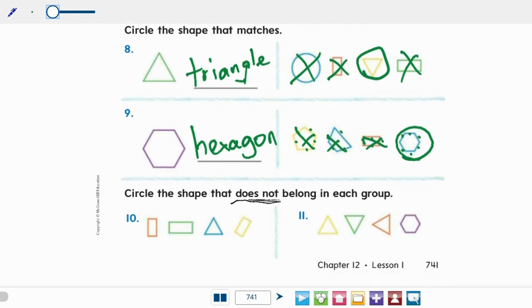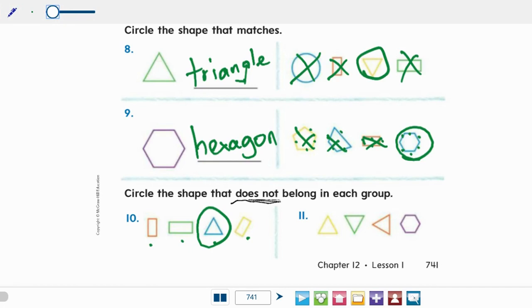For number 10 and 11, they mixed it up. We want to circle the shape that does not belong in the group. Well, this one has 4 sides, 3 sides, and 4 sides. Which one does not fit? The one with 3 sides. So I'm going to circle my triangle. All right, because again, it says circle the shape that does not belong in the group.